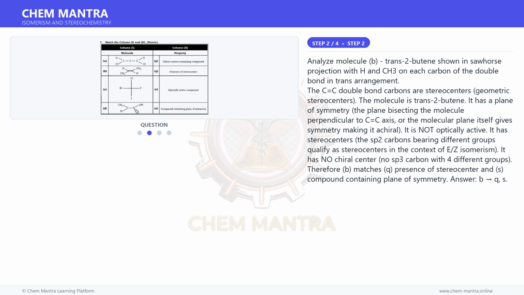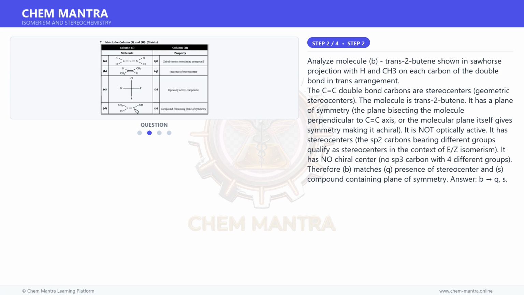Analyze molecule B: trans-2-butene shown in Sawhorse projection, with H and CH3 on each carbon of the double bond in trans arrangement. The C=C double bond carbons are stereocenters, geometric stereocenters. The molecule is trans-2-butene. It has a plane of symmetry, the plane bisecting the molecule perpendicular to the C=C axis, or the molecular plane itself gives symmetry, making it achiral. It is not optically active.